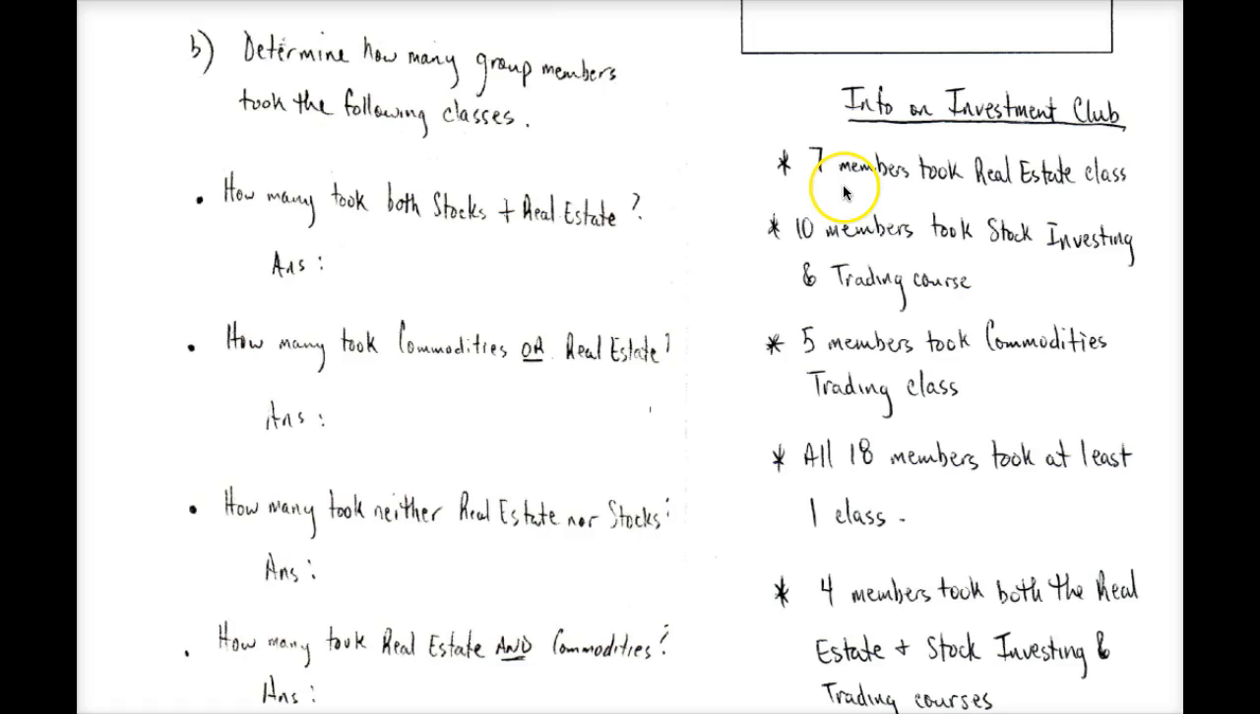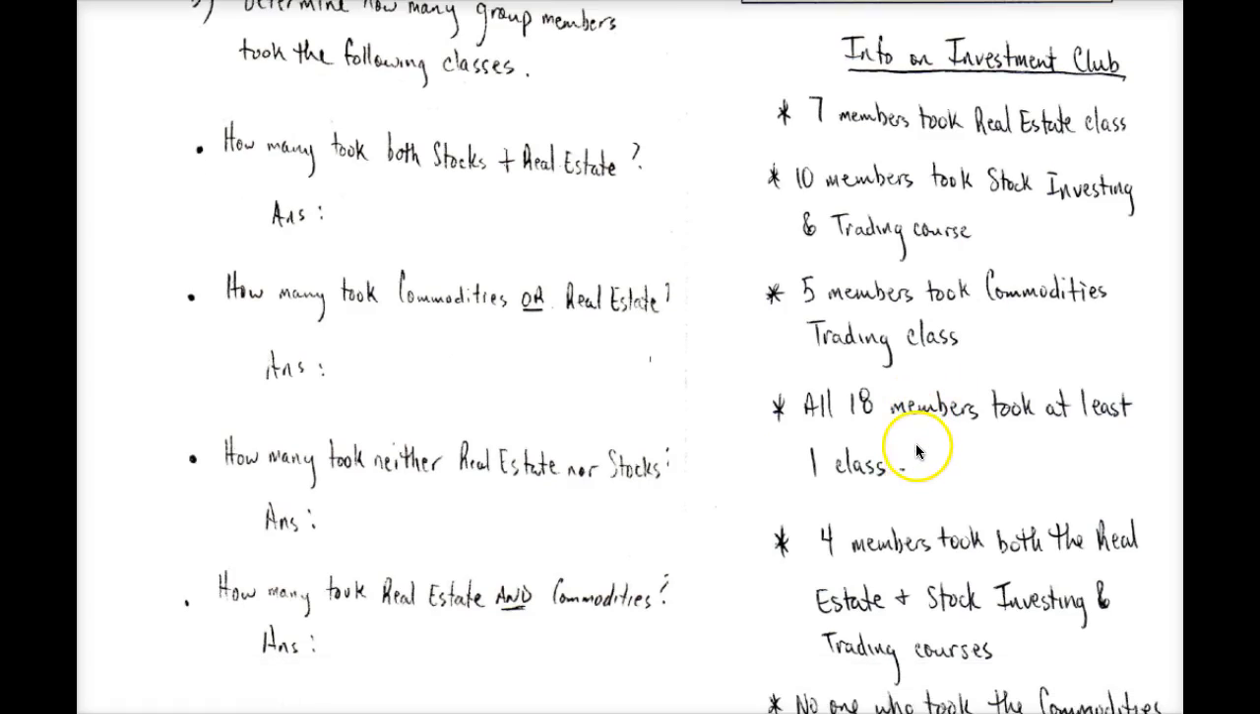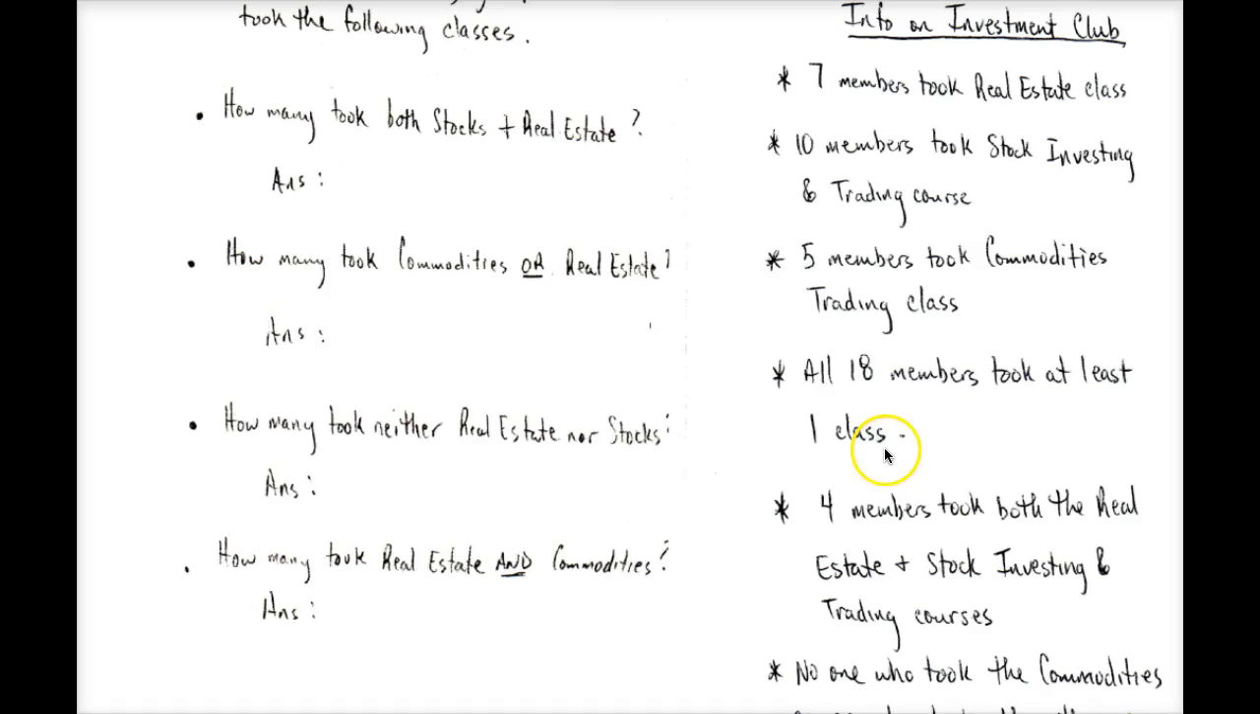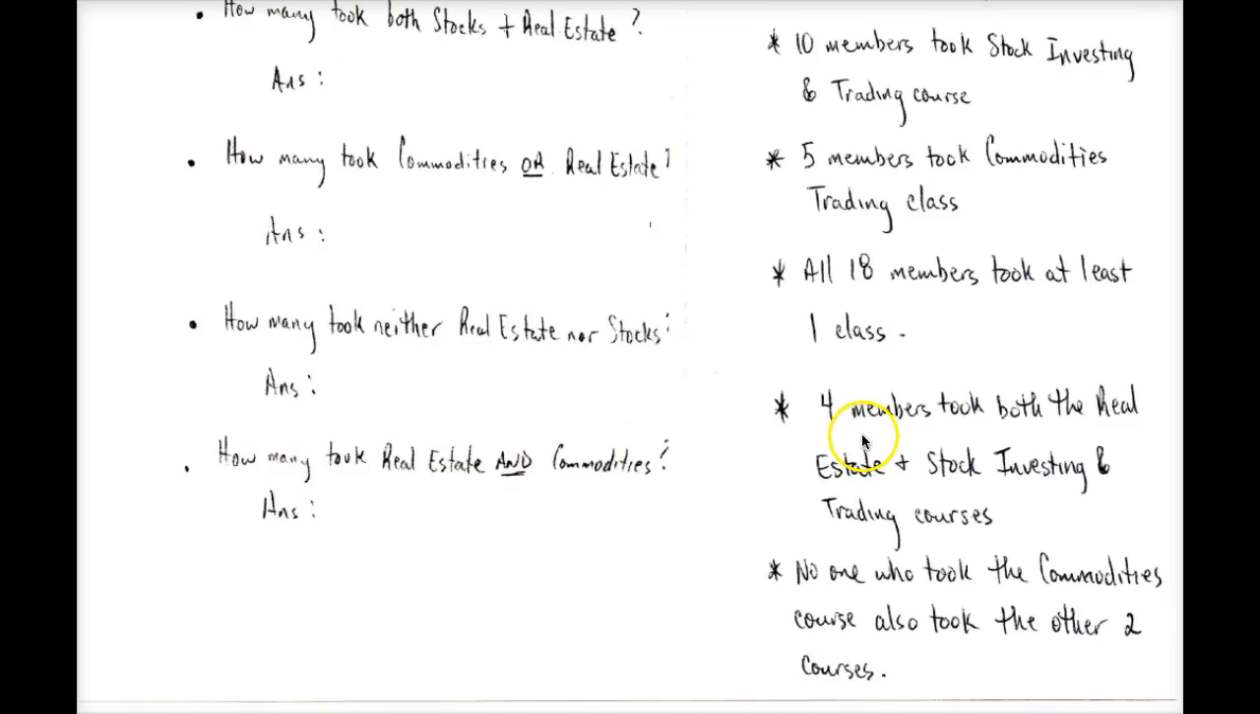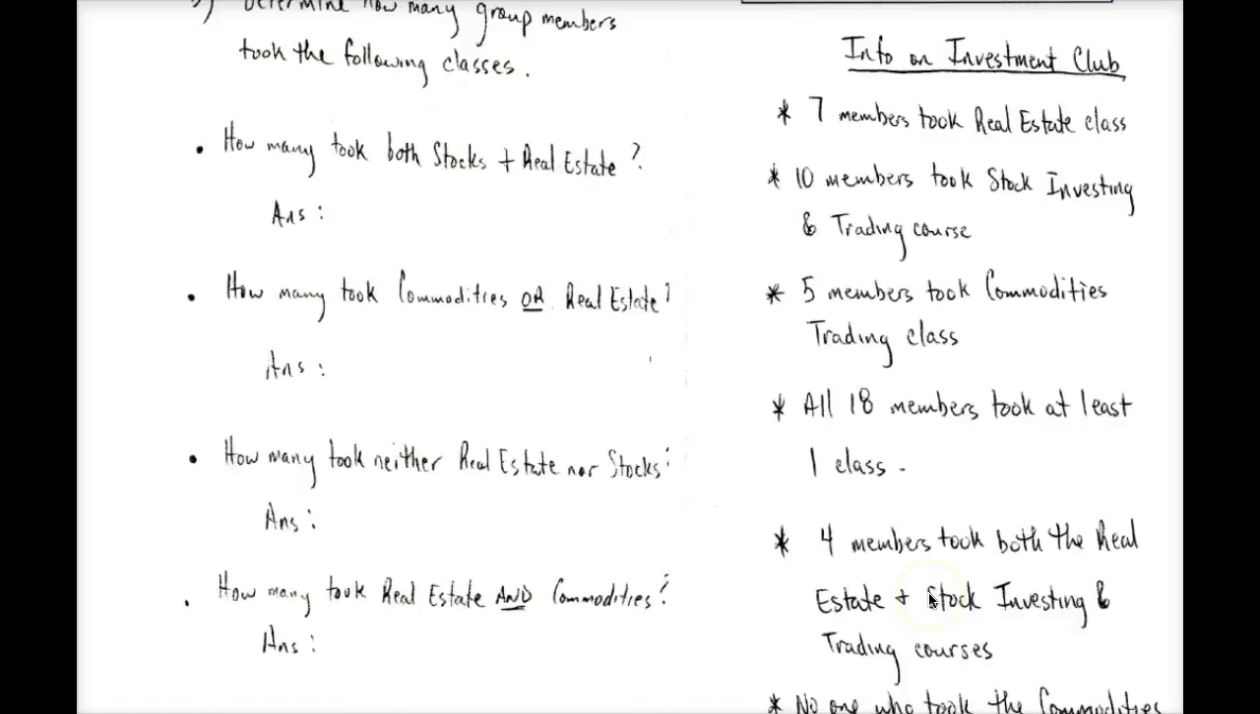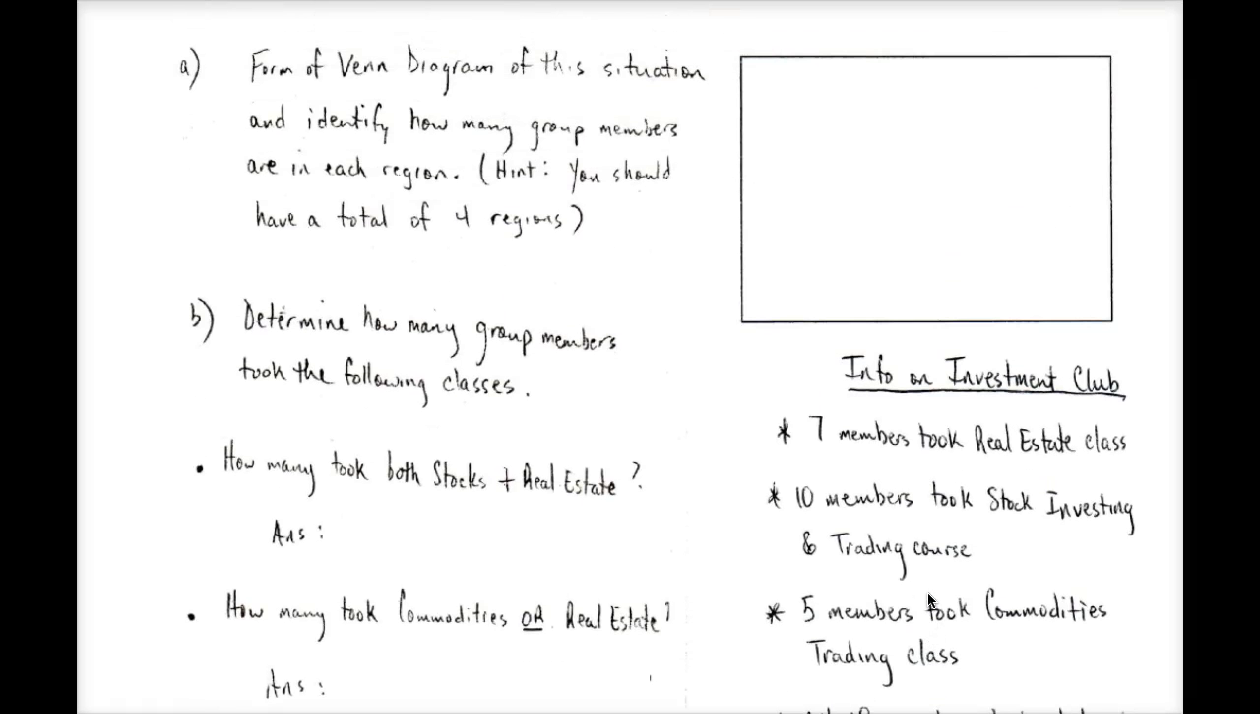To start off, we see that we have 7 members who took the real estate class by itself. We see that 10 members took the stock investing and trading course, and 5 members took the commodities trading class. We know that all 18 members of the investment club took one class, and out of those, 4 members took both the real estate and stock investing course. So we have 4 members that actually took 2. The last thing is that we know no one who took the commodities course also took the other 2 courses.